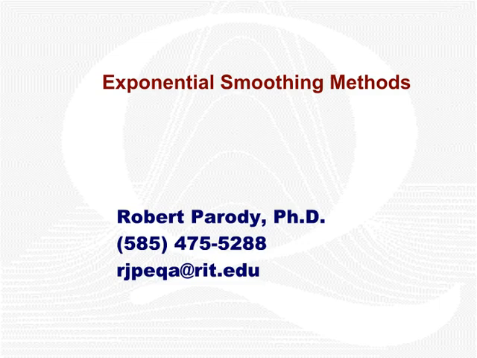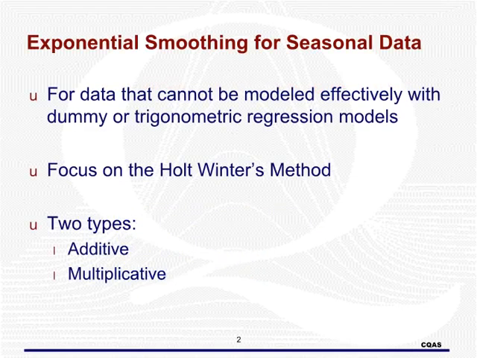In this section of 873, we will discuss exponential smoothing with the presence of a seasonal component. We have seen previously that we can use regression models in the form of a dummy variable or trigonometric model to model seasonal data. There will be situations where the previous models do not fit well. In these cases, we will use seasonal exponential smoothing techniques.